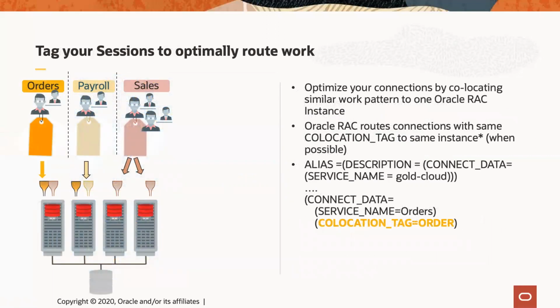New in 19C is the way to tag your sessions. So if you have sessions coming in for different kinds of work, for example, if you have orders, payroll and sales, you could actually tag them by this option called co-location tag, and we will try to send your work to the location where work is already going on for that tag. So in this case, for example, orders is all co-located in node 1 and 2, then we will try to send orders and payroll to the similar sites. For example, here, orders would only go to node 1 and 2, whereas payroll would only go to 2 because it's the only place where the existing work has taken place.